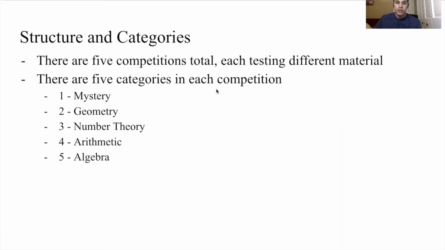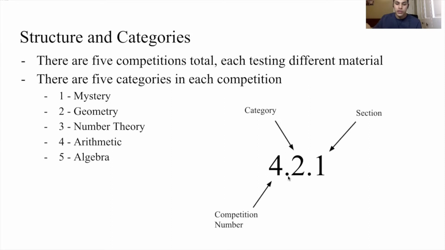Now, in terms of labeling my videos, this is how it might go. So, for example, if I label my video 4.2.1, that'd be referring to first the competition number, so as in competition 4, the category is the second number. So you'll notice that the categories are numbered over here. So geometry is number 2. So that's saying, okay, well, this video is talking about Meet 4 geometry.